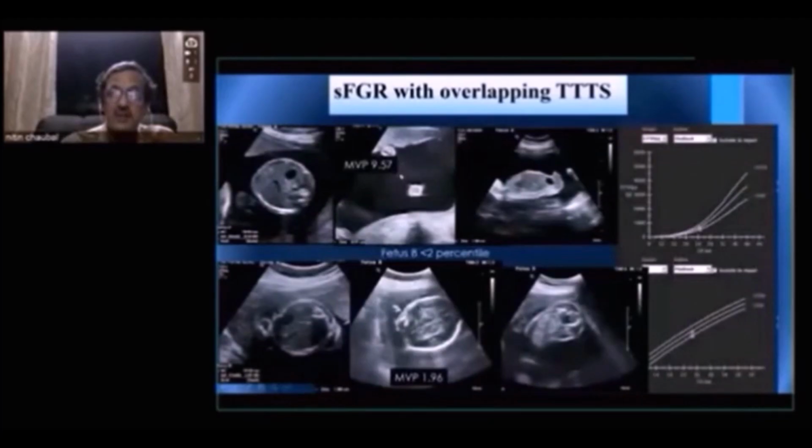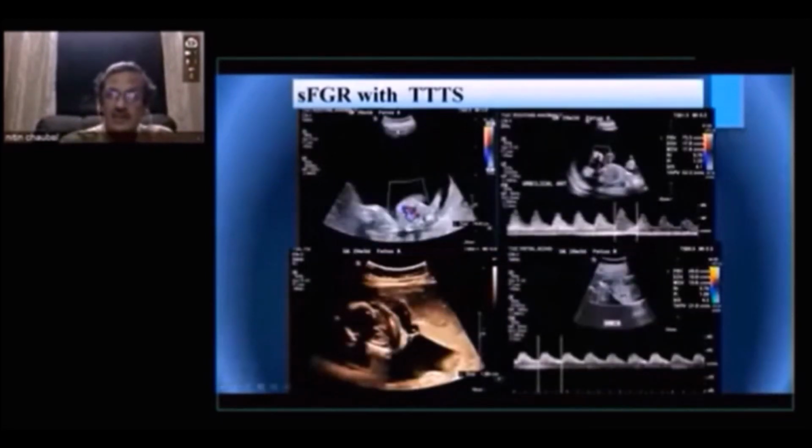but a Likert of 1 is almost 10, and the MVP in the second is 1.96. Here's another example where again we have sFGR, but the Likert of the first is 14, and the Likert of the second is 1.6. So the moment you see that there's a gross Likert discrepancy, typically when you have figures going below 2 or going above 8 or above 10, then your diagnosis should be TTTS, and you should now label this as a TTTS and basically also manage it as a TTTS rather than as an sFGR.